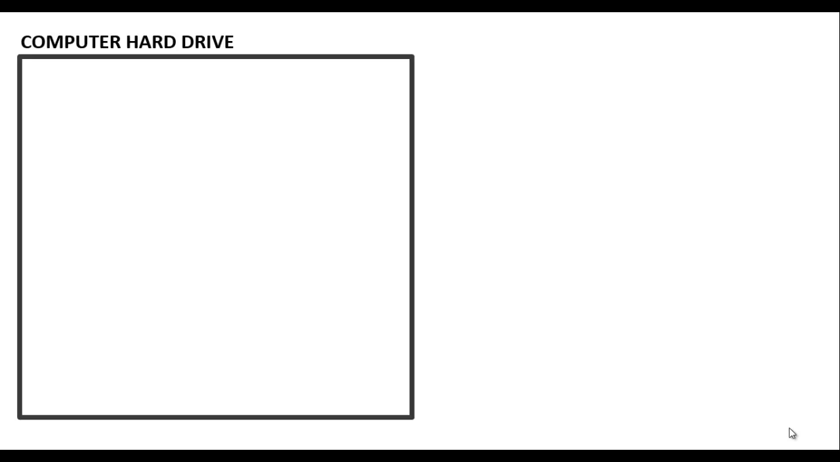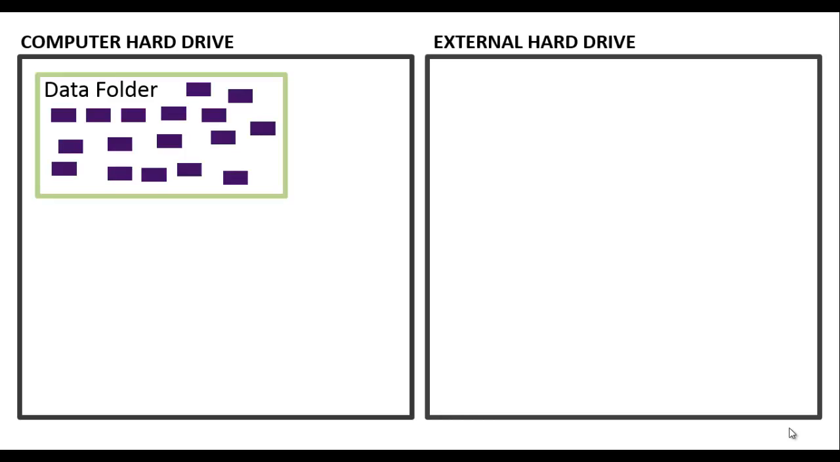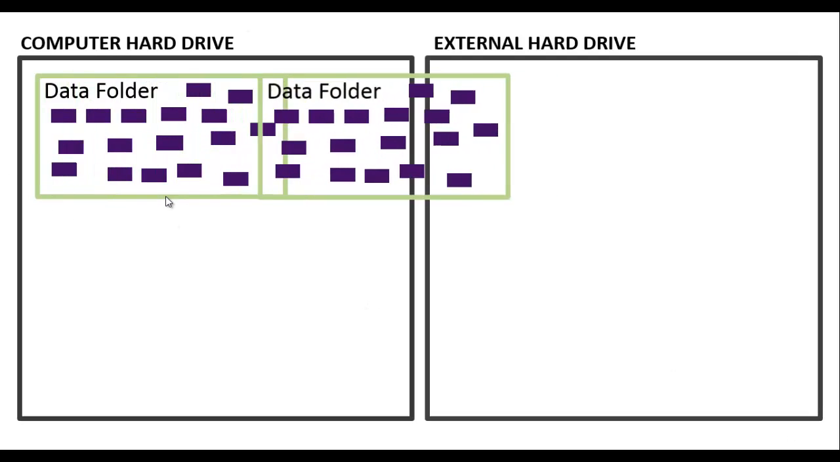So let's say you have a computer hard drive and an external hard drive, and let's say you have a data folder which is important to you, right? I mean, every one of us might have at least one folder which is very important to us, and we have frequent addition and deletion of files and or editing of files. So what a backup application does is it copies the data folder from the source to the destination.